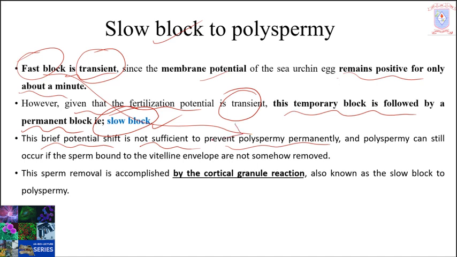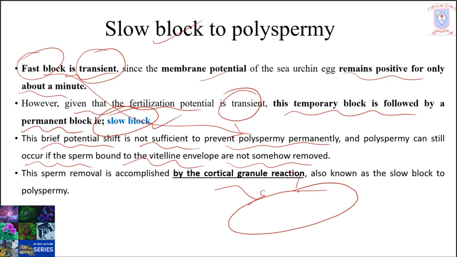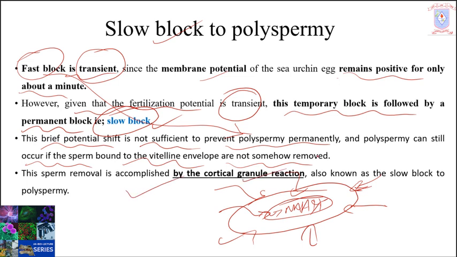Polyspermy can still occur if the sperm bound to the vitelline envelope are not somehow removed. So we know that multiple sperm are already attached to the vitelline envelope of the egg. Even when one sperm enters the egg cytoplasm, it releases NADP. So the egg has to remove these extra sperm from the vitelline envelope, and this is accomplished by the cortical granule reaction, also known as the slow block to polyspermy.